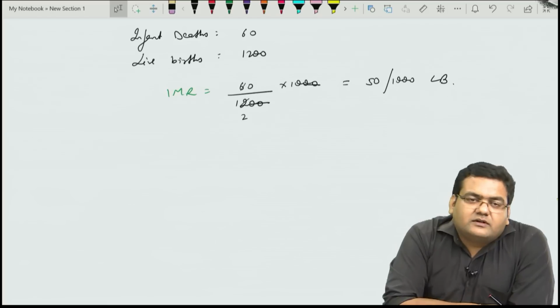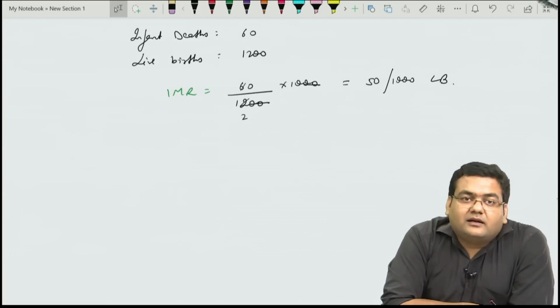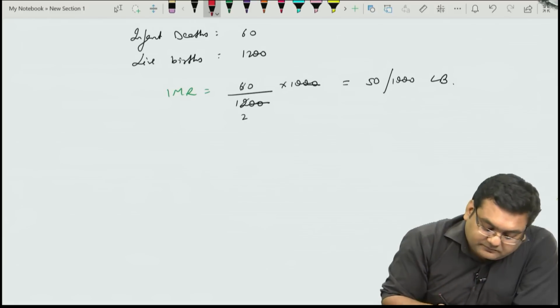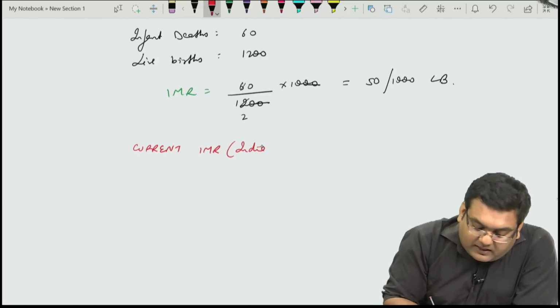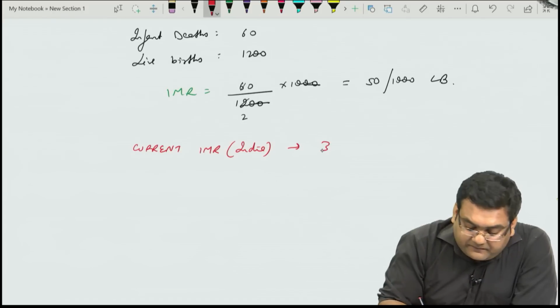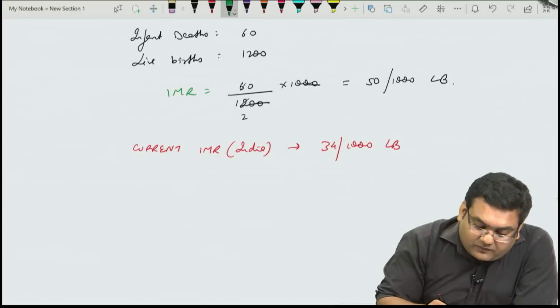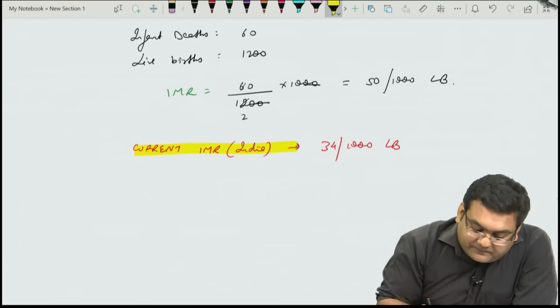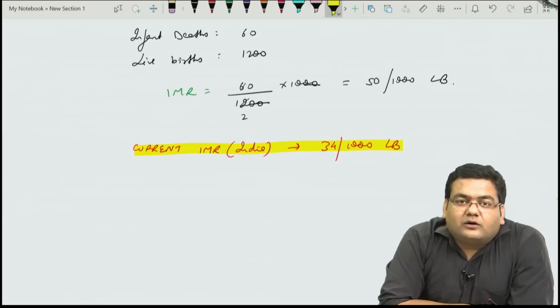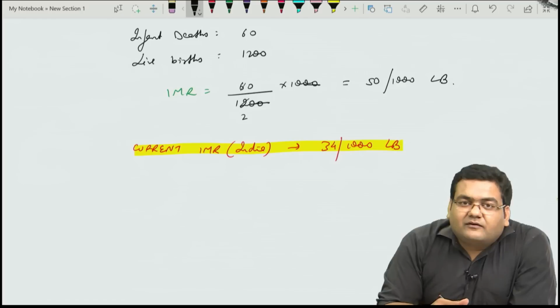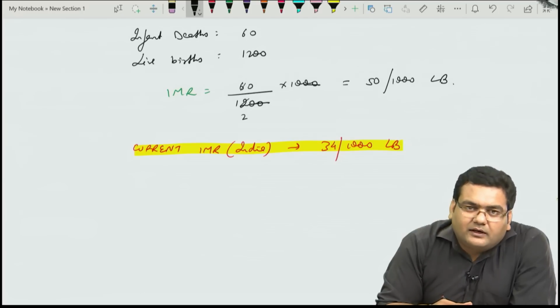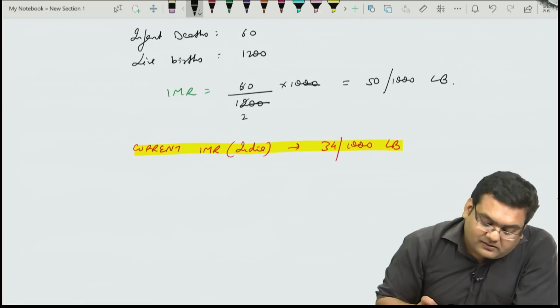Now another question which can be asked from this is, what is the current infant mortality rate? Current infant mortality rate of India is 34 per thousand live births. This we need to remember. This keeps on changing every year with new data coming, so it will be updated to you accordingly.